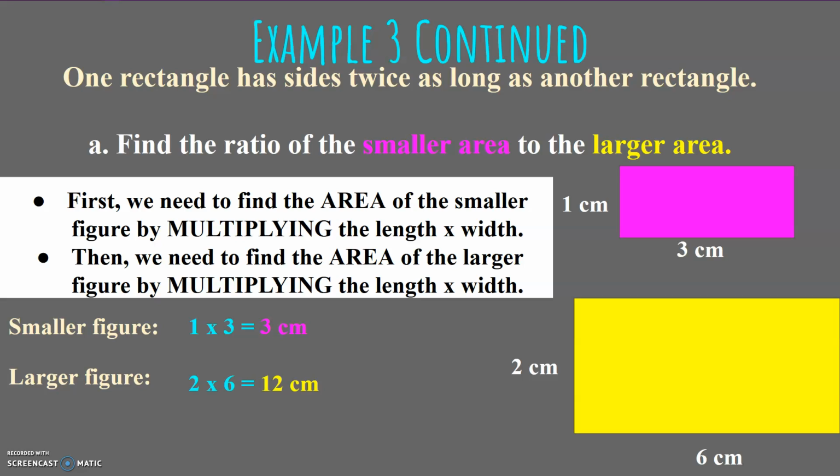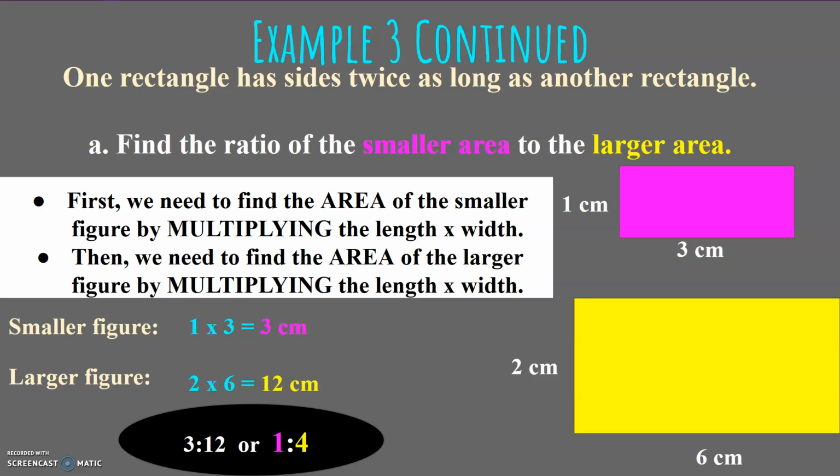Now, let's look at the ratio between the larger area and the smaller area. Specifically the smaller area to the larger area, which means we're going to write it smaller area, colon, larger area. The ratio is 3, the area of the smaller rectangle, to 12, the area of the larger rectangle. The ratio of 3 to 12 simplifies down to 1 to 4.